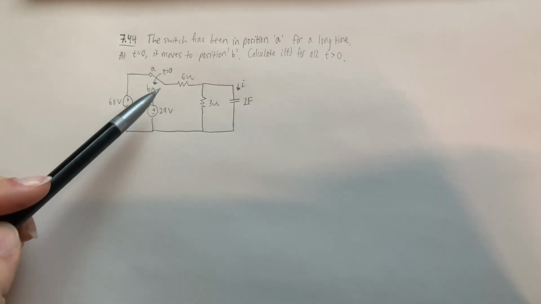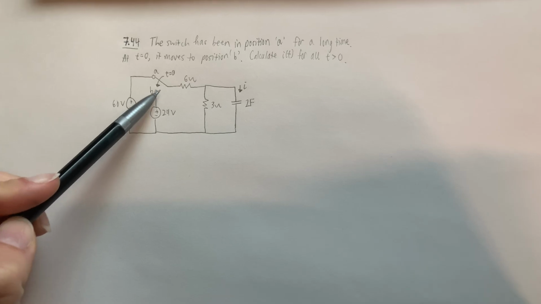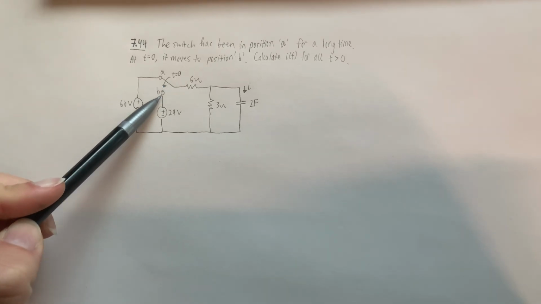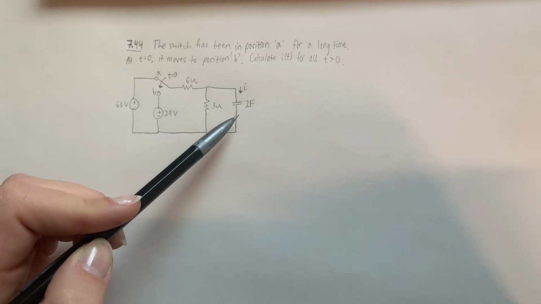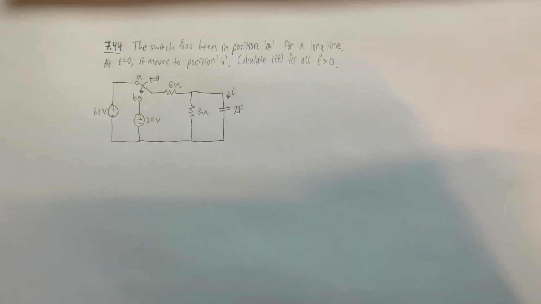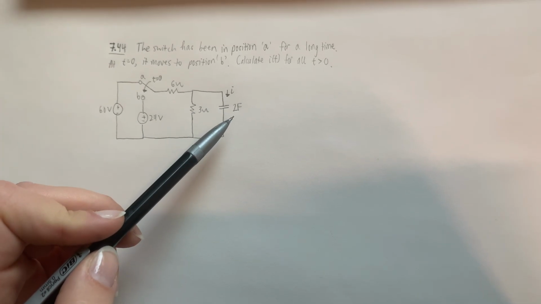We have a circuit with a switch. At time equals 0, it moves to the point B, so it goes this way, following the arrow. We have one capacitor in this circuit. In other problems, you may have an inductor. The problem is asking for the current through the capacitor.